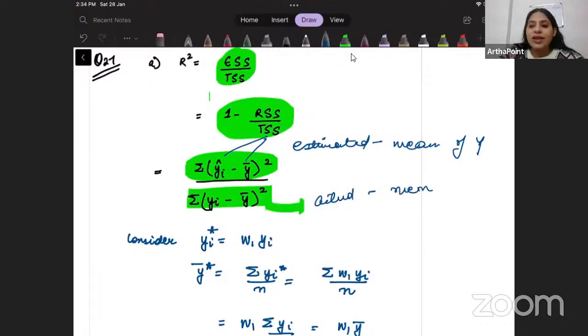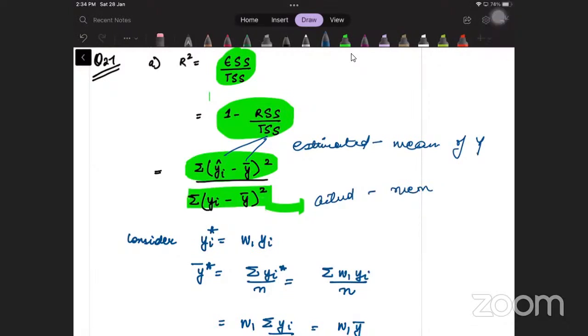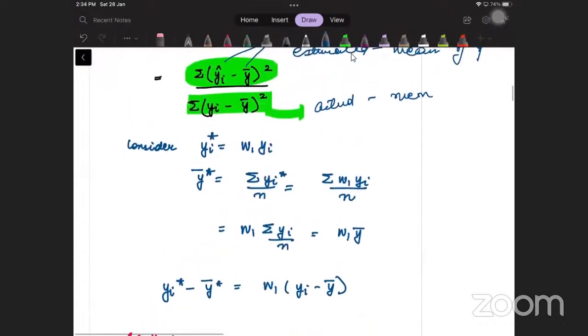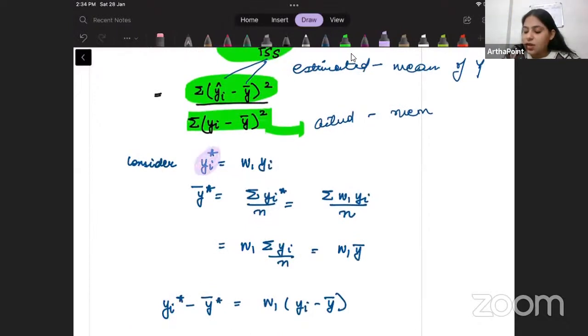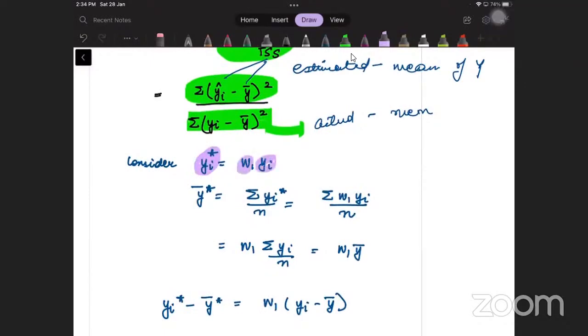Now, if you go to lecture 2 notes of the econometrics, in the end, I have written something which is called a scaled version of the variables. I just want to explain it to you here also. So let us take yi star, and this yi star can be written as w1 into yi. Now, what have I done? I have taken another variable yi star, and this is the weight that I have given to yi here.